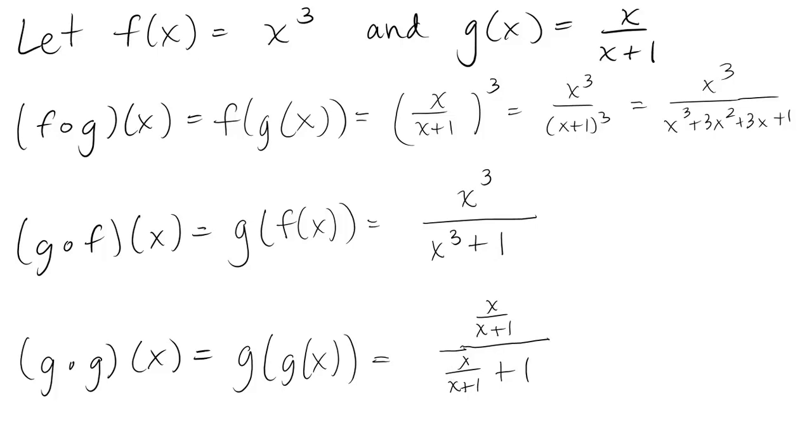To simplify this, we can multiply everything by x plus 1. In the numerator, those x plus 1's cancel and we just get x. In the first term of the denominator, the exact same thing happens. In the second term of the denominator, we're taking 1 times x plus 1, which is x plus 1. This simplifies to x over 2x plus 1. You can compose a function with itself. There's no reason why you can't.